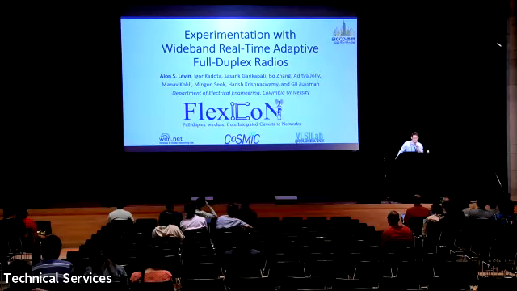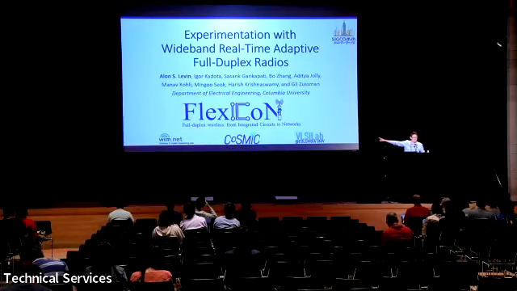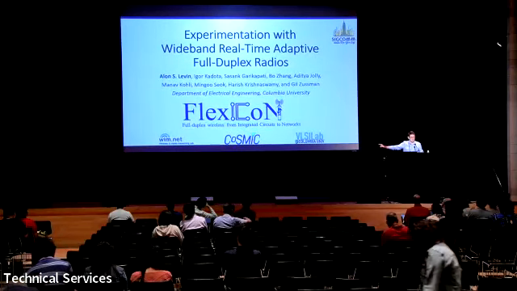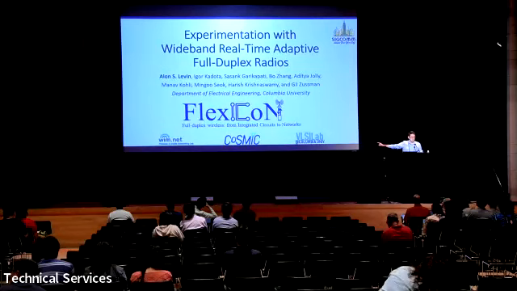Now, this work is done as part of the FlexCon project here at Columbia, which stands for Full-Duplex Wireless from Integrated Circuits to Networks. And this is an interdisciplinary project that consists of 3 research groups at Columbia, encompassing experts in networking and communications, analog circuit design, and digital circuit design. All of these are important components of this.